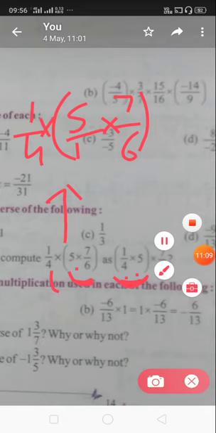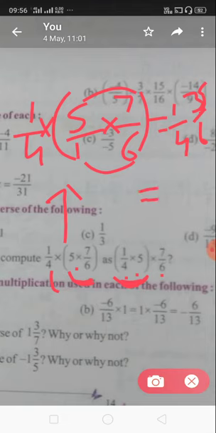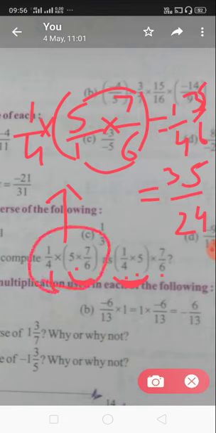Okay, now simplify it. 1 by 4 as you write. First we solve the bracket. 7 fives are 35 and 6 ones are 6, so 35 upon 6. Now you again multiply 1 into 35, you will get 35 upon 6 times 4, which is 24. So this side we have solved and its answer we will get is 35 upon 24.